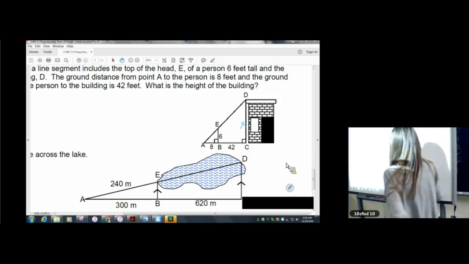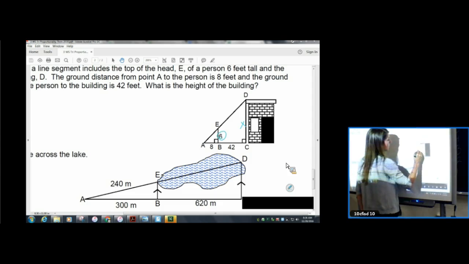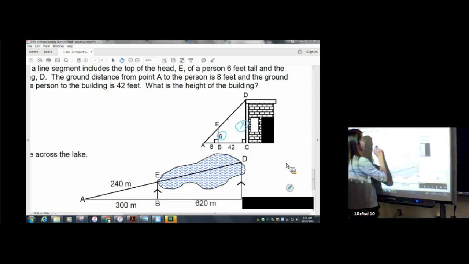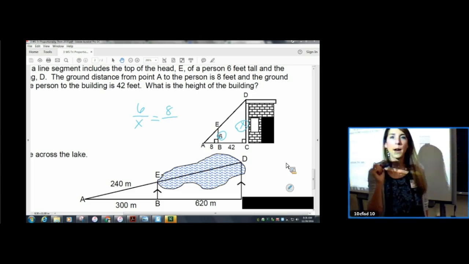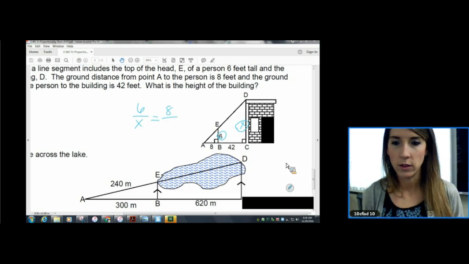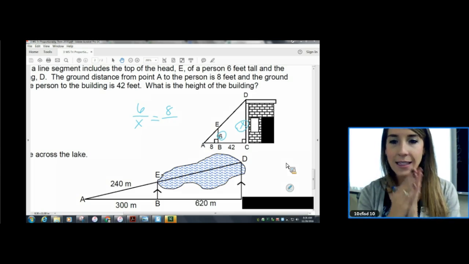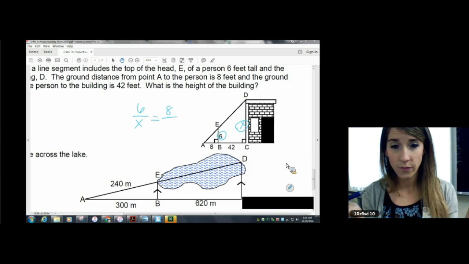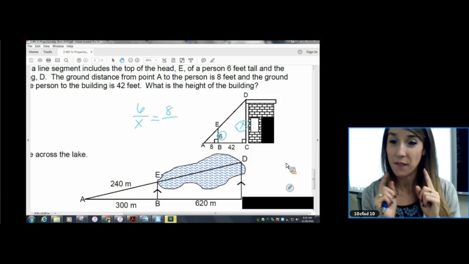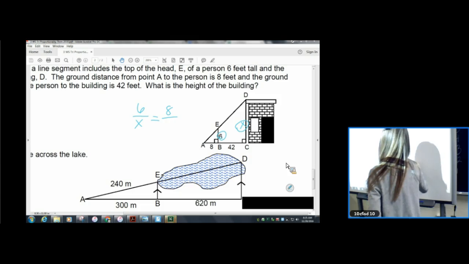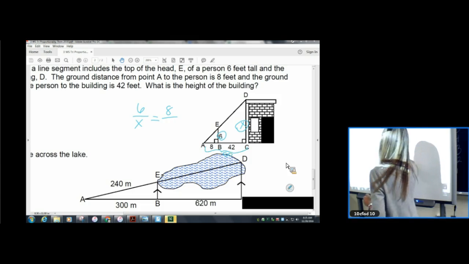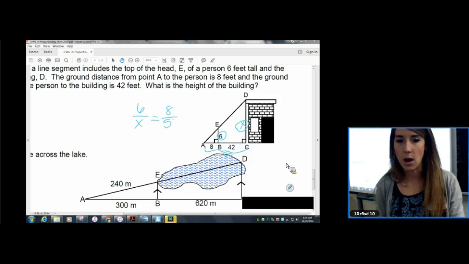So I know that 6 goes with x, so I could say 6 is to x as 8 is to, and this is where I need to be very, very careful. 6 is to x as 8 is to, good, 50, not 42. You do need to add those together. And then you cross multiply.